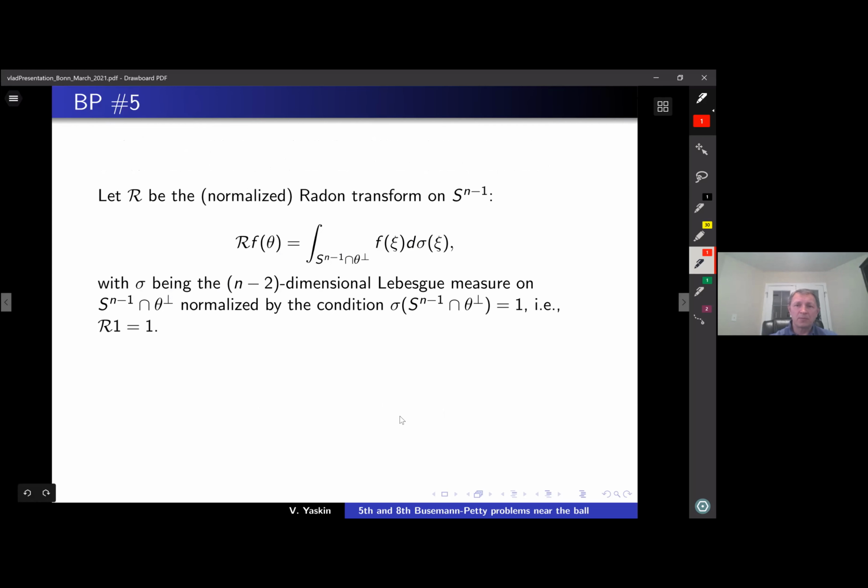Okay, so let's talk about Busemann-Petty problem number 5. I'll need some tools. I'll start with the Radon transform. So what is it? You have a Radon transform on the sphere. You have a function f on the sphere, and you integrate it over the sphere intersected with this hyperplane, theta perp, right? If you do it for all directions, you'll get a function on the sphere, and it will be called the Radon transform of this function f. This measure sigma is the Lebesgue measure on this subsphere, normalized by this condition. Okay, it's a probability measure, and this gives us that the Radon transform of the constant function 1 is equal to the same function 1, right?